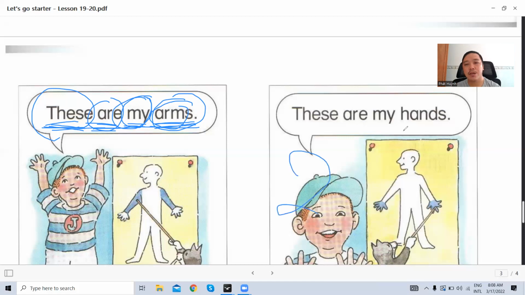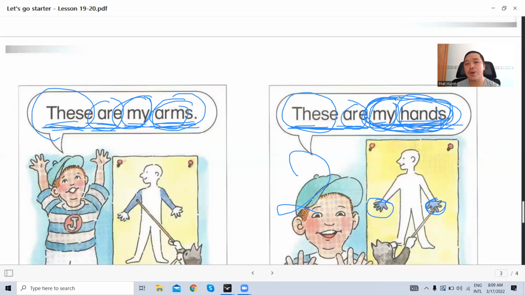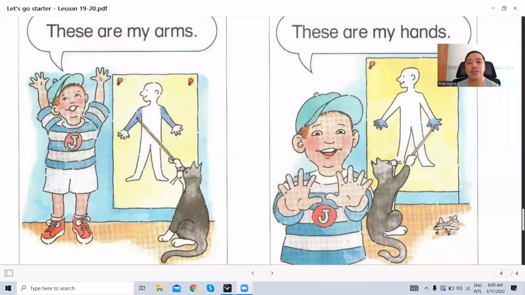Picture number two. Now, hands. My hands. So what is my hands? What is my hands là gì các bạn? Đôi bàn tay của tôi. So these are my hands. Những cái này là đôi bàn tay của tôi. Okay, that's good. Now we move to the next picture.